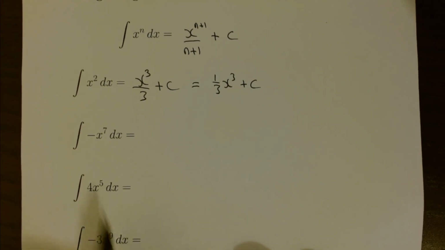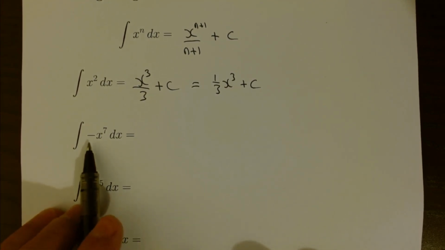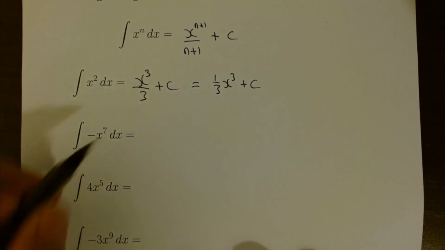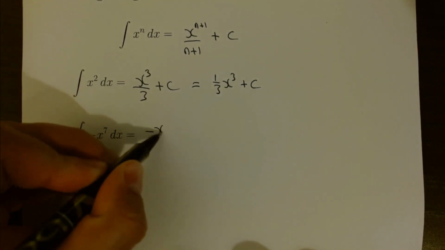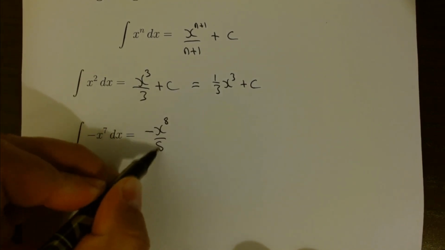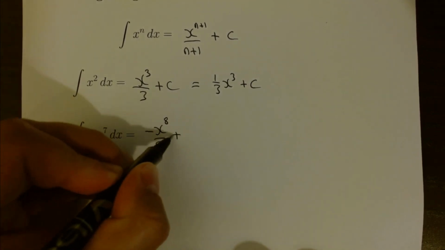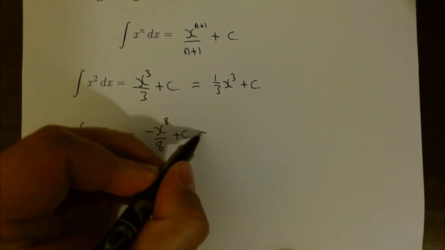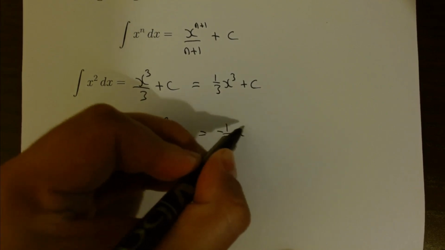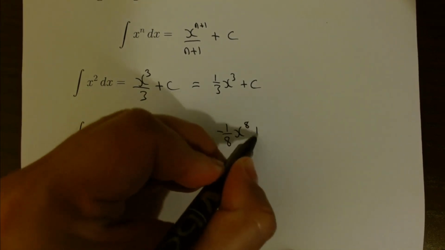Okay, the next example, we want to integrate negative x to the 7 with respect to x. So we get minus x to the 8 over 8 plus c, and then we simplify. That's minus 1/8 x to the 8 plus c.